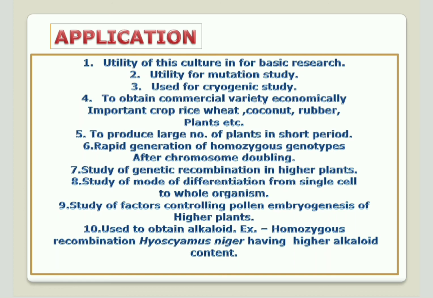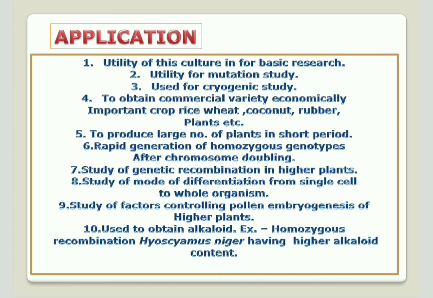Then it is used for cryogenic studies. It is used to obtain commercial varieties economically. Important crops like rice, wheat, coconut, rubber plants, etc. are used to obtain commercial varieties of these plants. Then to produce a large number of plants in a short period. This anther culture has a great role in producing a large number of plants in a short period of time. Then rapid generation of homozygous genotypes after chromosome doubling.